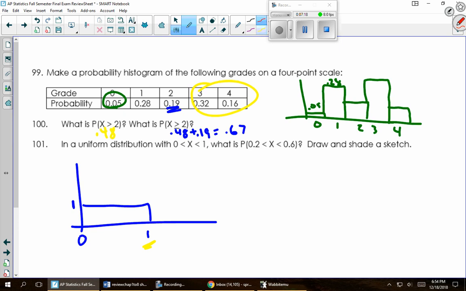Now it says what's the probability? It's between 0.2 and 0.6. There's 0.2. There's 0.6. One easy way to think about this is just like area of a rectangle. It's this distance, which is 0.4, times the height, which we just said was 1. So the distribution or the probability in that interval is 0.4.